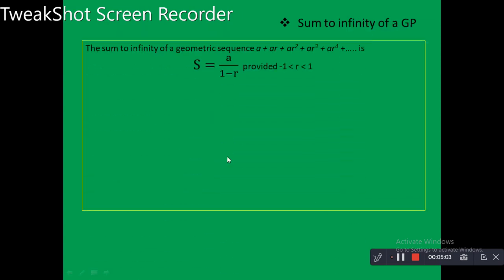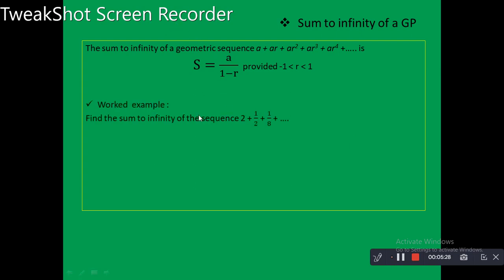The sum to infinity of a geometric progression. Now the sum to infinity of a geometric sequence a + ar + ar squared, and it goes on and on, is given by S = a/(1 - r), where a is the first term and r is the common ratio, where r is between -1 and 1.